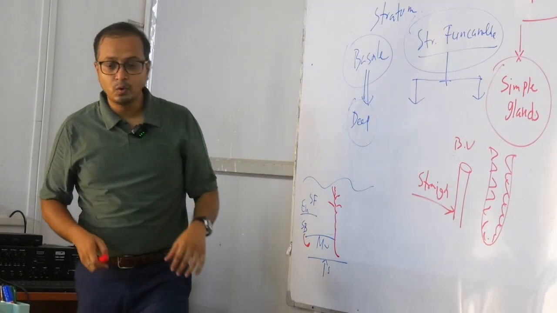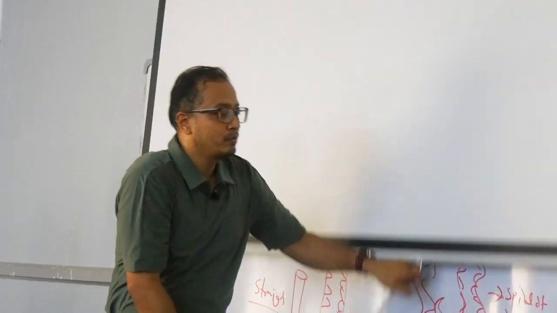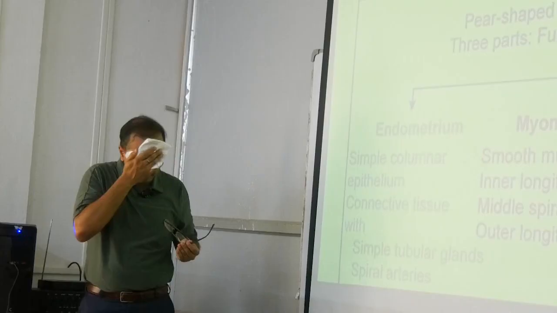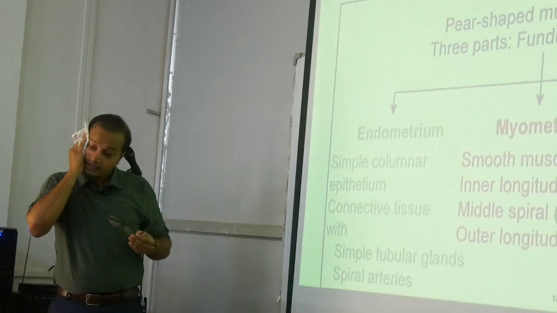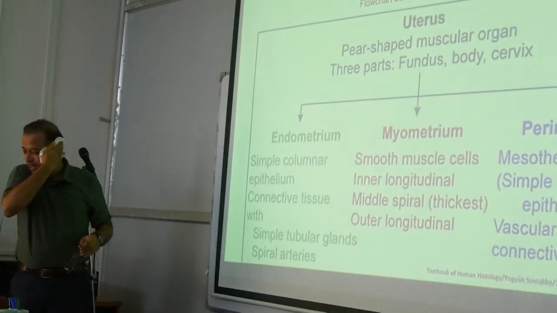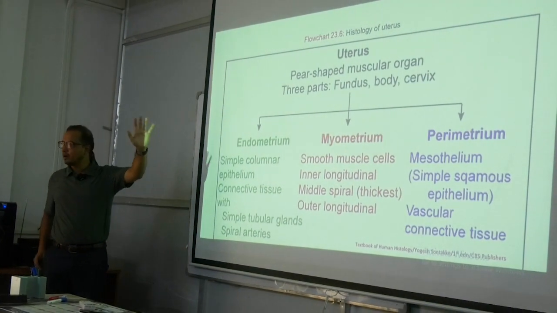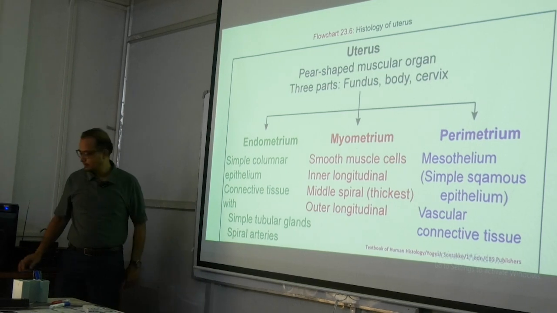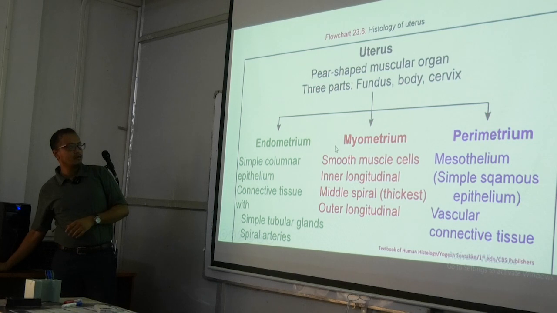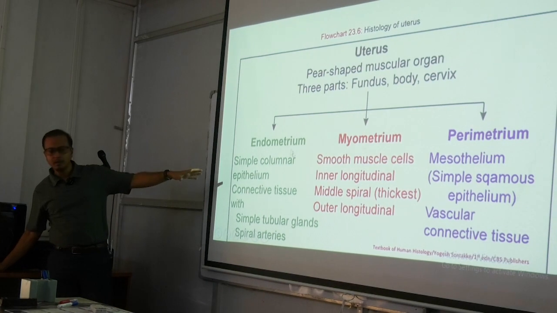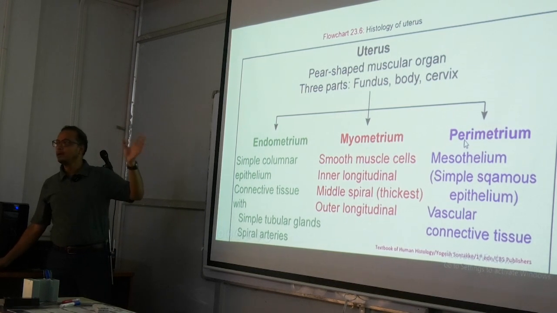If I show that in a picture, it will be more convincing for you. A few parts we are familiar with: fundus, body and cervix. We are highlighting the fundus and the body region; the cervix we are not picking up in this session. Now we have three layers of the uterus, from inside to outside: the lumen, then the endometrium layer, then the muscle layer, then the perimetrium. So three layers, just like the fallopian tube.